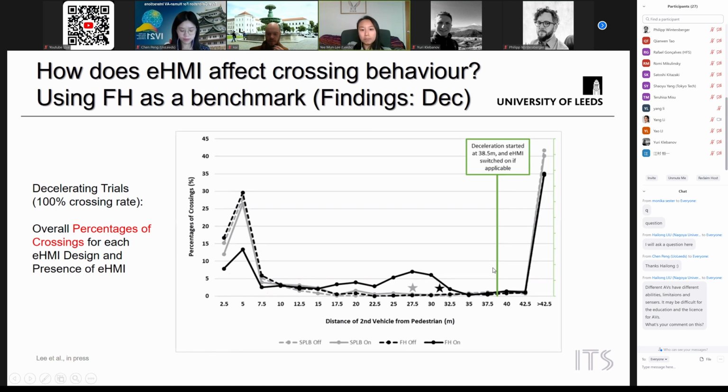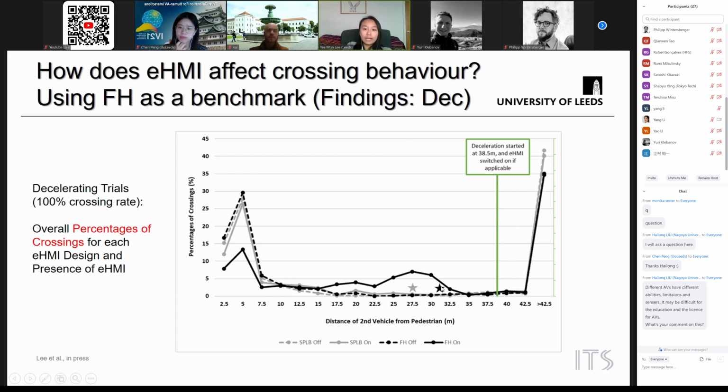However, you might be able to see a different pattern here. The other three are very similar, almost overlapping. And over here in this black line is when the flashing headlights were on. What it is showing is that more people are willing to cross when the vehicle is decelerating rather than waiting until the vehicle comes to a near stop. So we have basically broken the bimodal crossing pattern that we often observed.